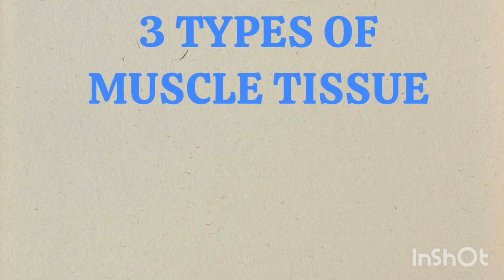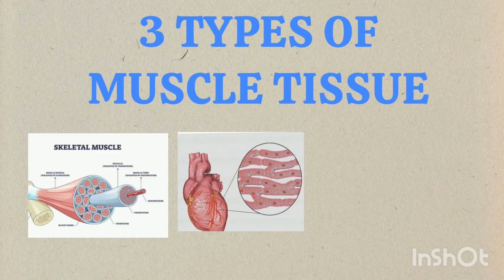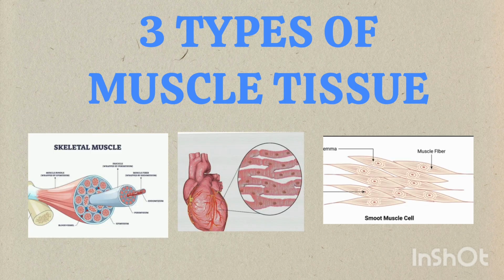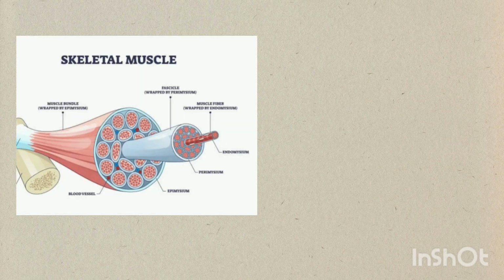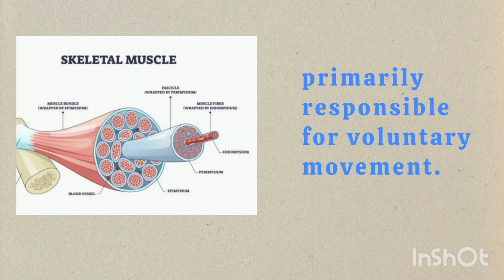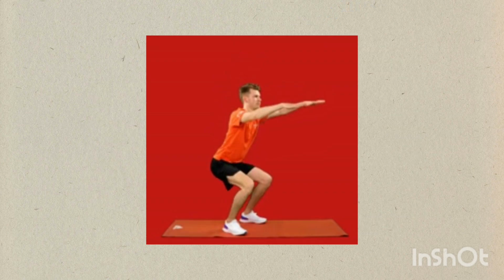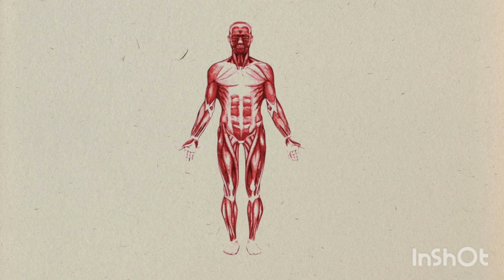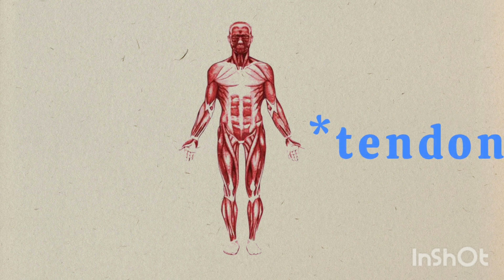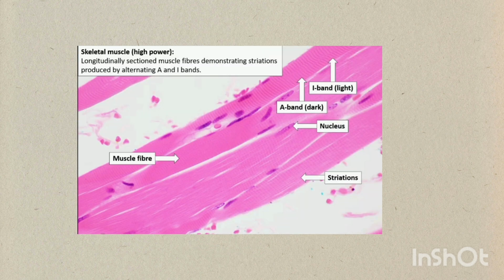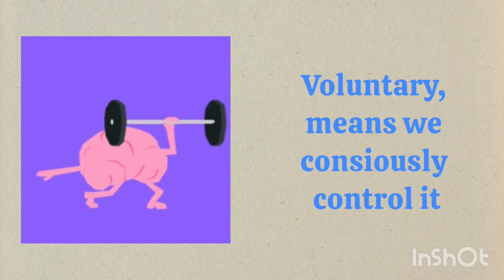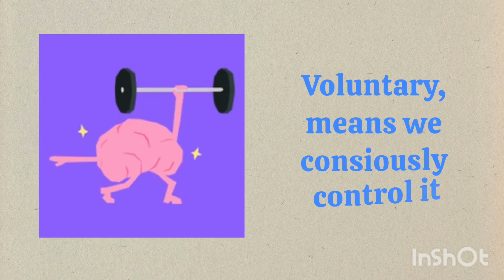Our body has three types of muscle tissue: skeletal muscle, cardiac muscle, and smooth muscle. Let's quickly understand each one. Skeletal muscle is the type of muscle that is primarily responsible for voluntary movement. For example, when you decide to lift your arm, walk, kick a ball, or perform a squat, skeletal muscles are involved. They are attached to the bone through ligaments. Under the microscope, skeletal muscle appears striated, meaning it has alternating light and dark bands. And importantly, skeletal muscle is generally voluntary, meaning we can consciously control it.